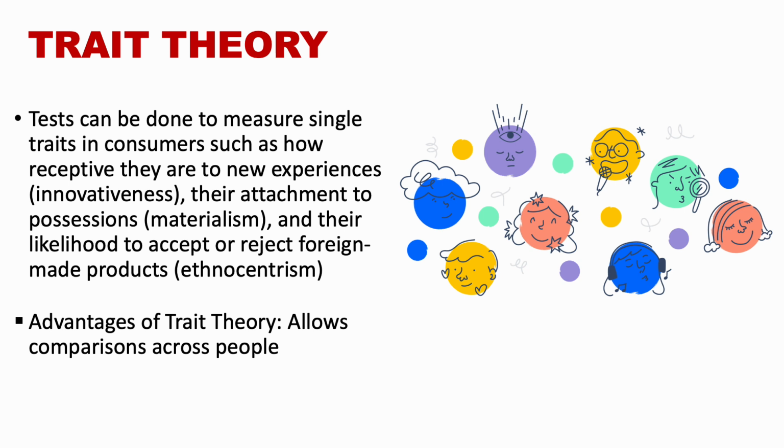One thing that trait theory allows us to do is make comparisons across people. So I can measure how materialistic a consumer is and compare that to how materialistic other consumers are. And if I want, I can segment consumers and say, hey, this product really appeals to highly materialistic consumers, or this product really appeals to consumers who aren't particularly materialistic, right? And so being able to do that from a marketing perspective is pretty powerful.